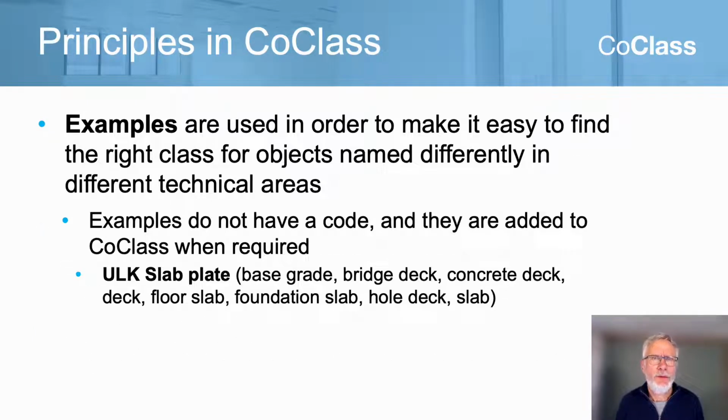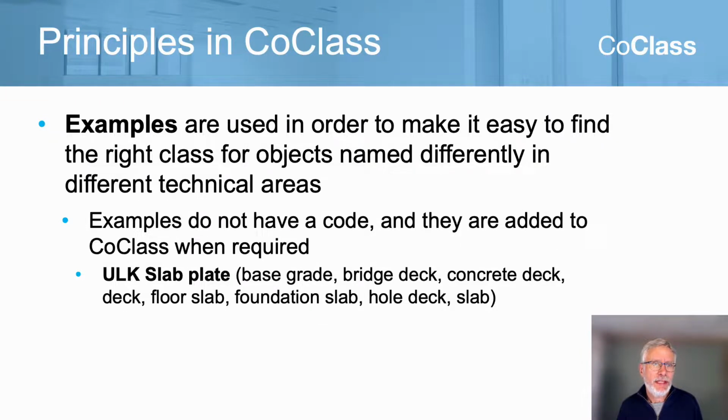Well, of course you want people to be able to understand the classification. If you have the code, for instance, ULK slab plate, that's the official name of the class. The code is ULK. And then you can add any number of examples, alternative terms for that class. So the slab plate could be a base grade, a bridge deck, for instance, concrete deck, floor slab, and so on and so forth. And this is important because you want people to find the classes based on the term, the word they use for that function in everyday language.